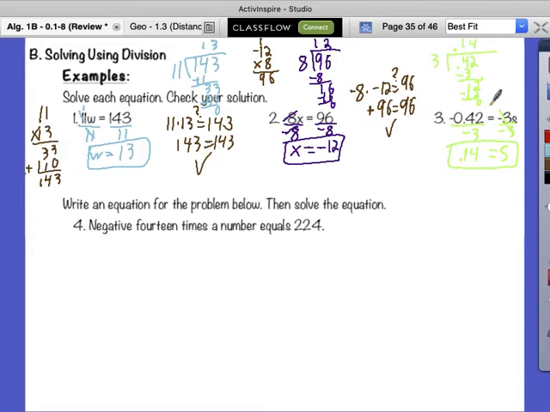There you go. Now you can go ahead and solve. What you got? Good, good.